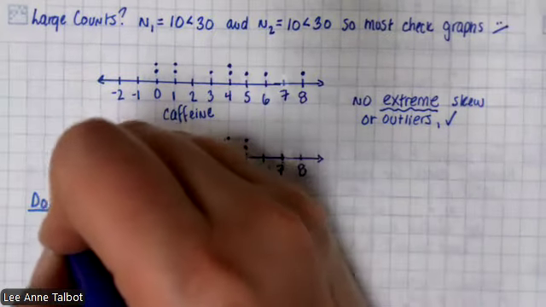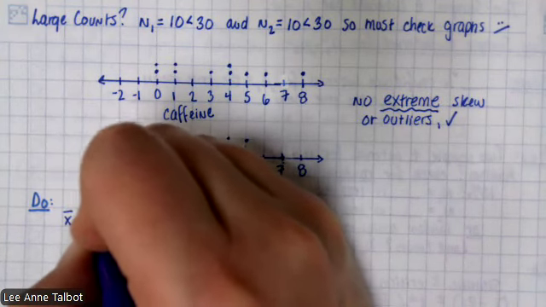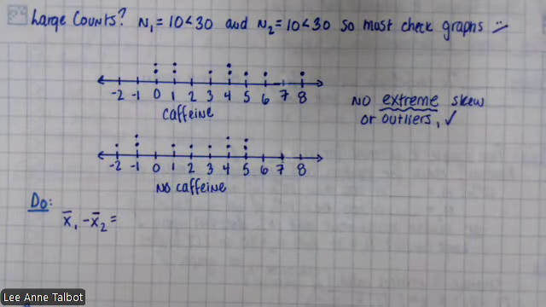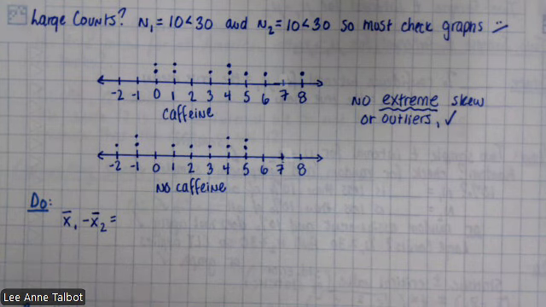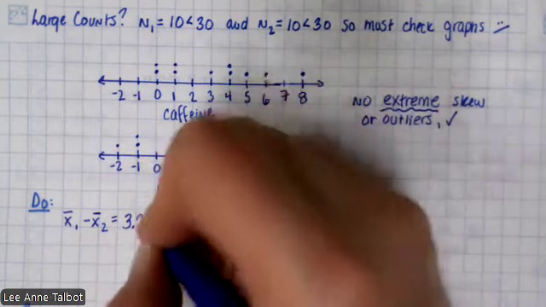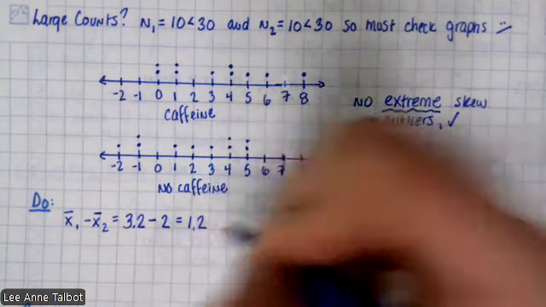Okay. X bar 1 minus X bar 2. What's X bar 1 minus X bar 2? What's X bar 1? 3.2 minus X bar 2 is 2, so that's 1.2.